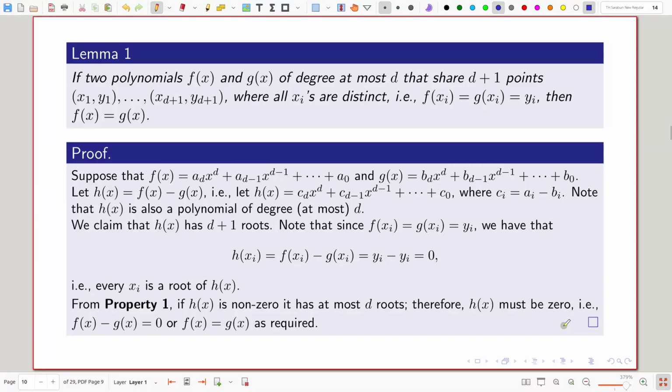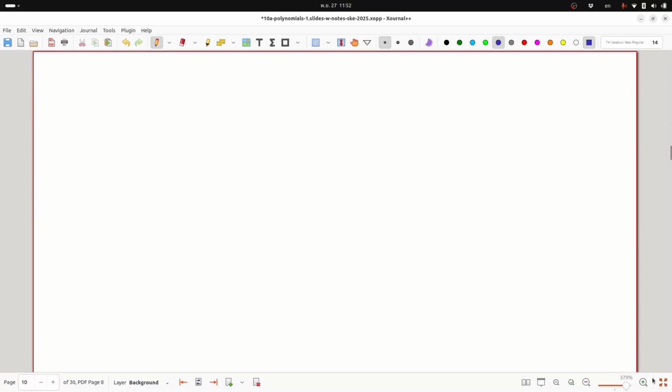So this is the lemma. I'm going to go through it really quickly, but the idea is simple. If you have two polynomials of degree at most d that share d plus 1 points, then they have to be equal. To prove that, let me give you a picture first.